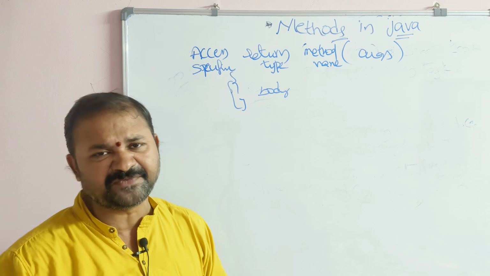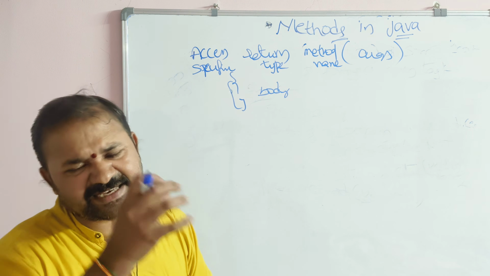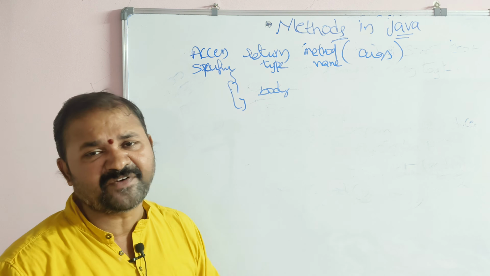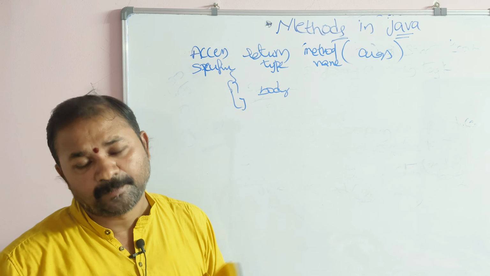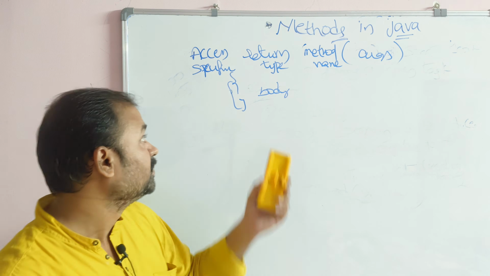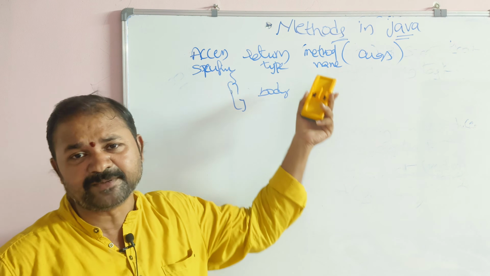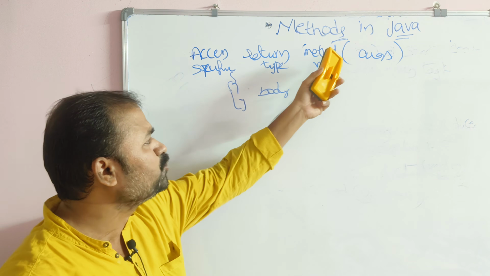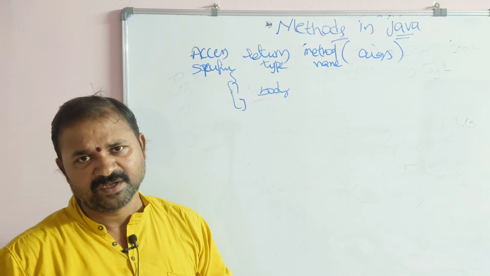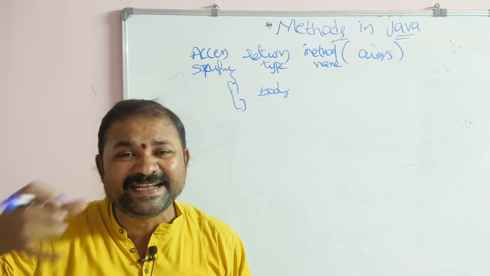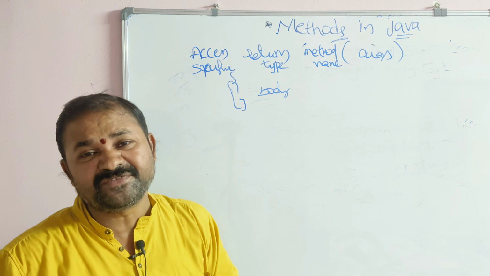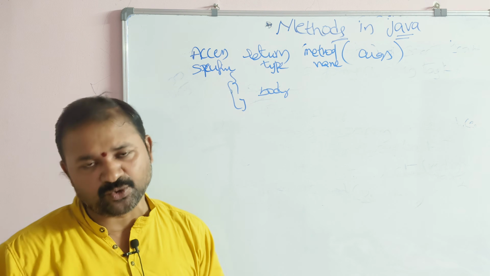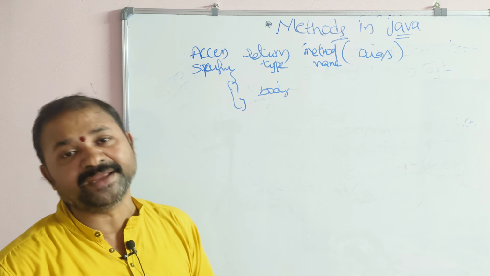Access specifier specifies where we can access that method. Access specifier may be either public or private or protected or default. Next return type. So return type specifies which value the method will return. Suppose the method is returning an integer value, then the return type is int. Suppose a method is not returning any value, then the return type is void.